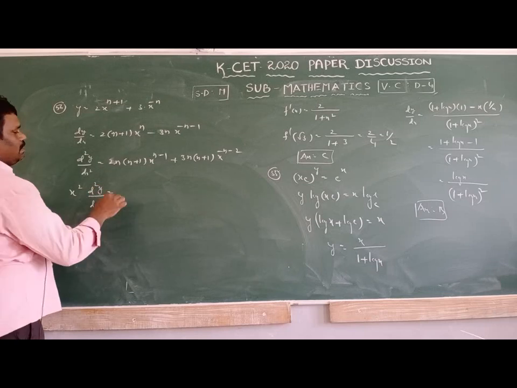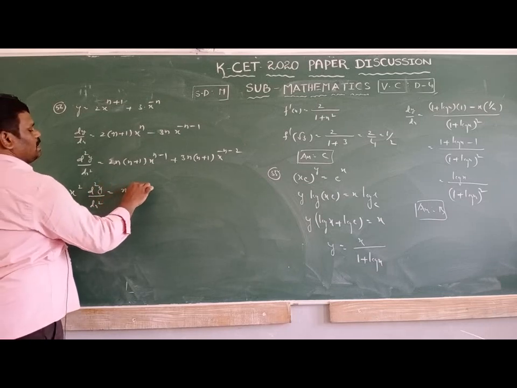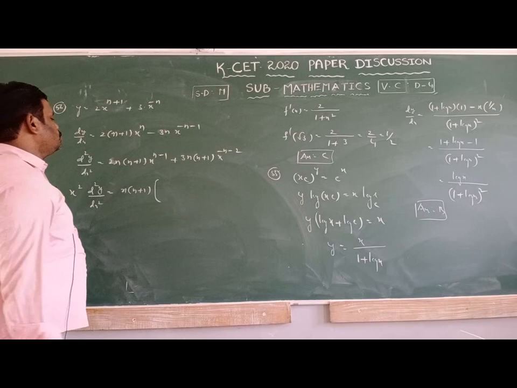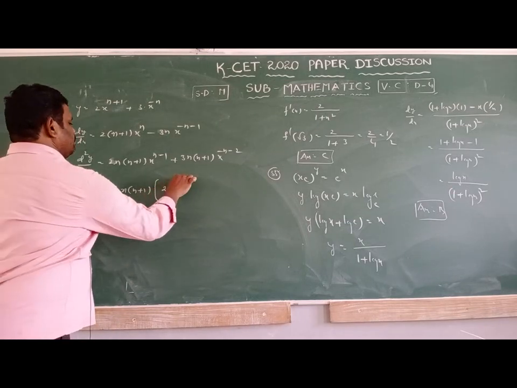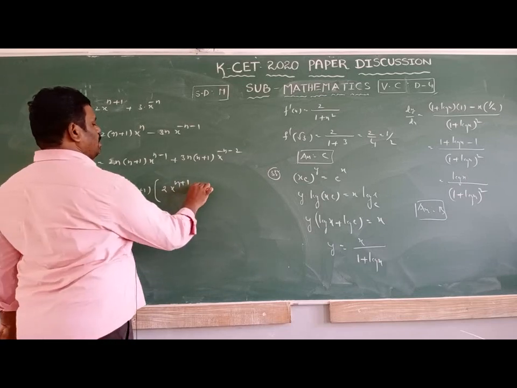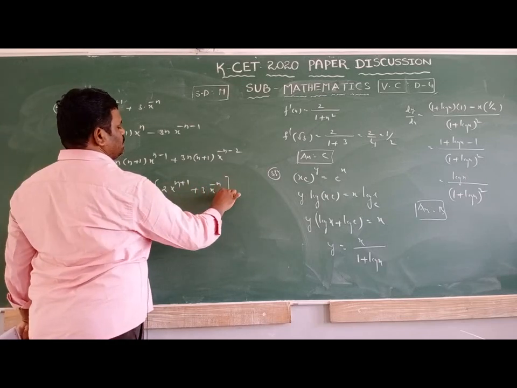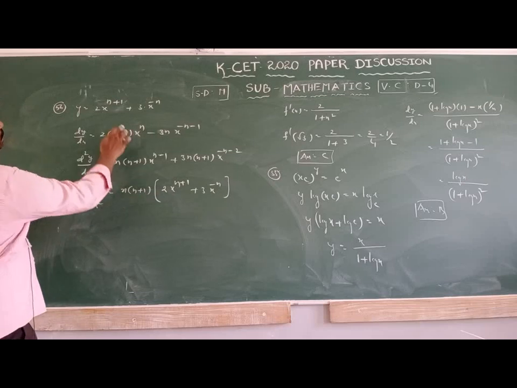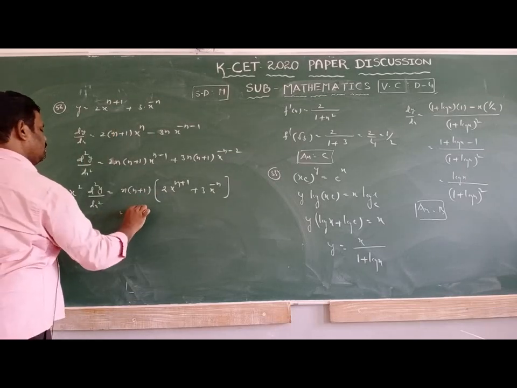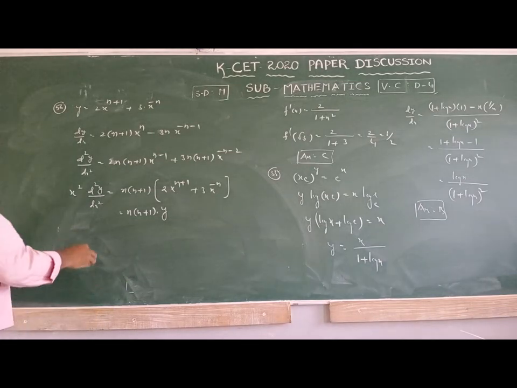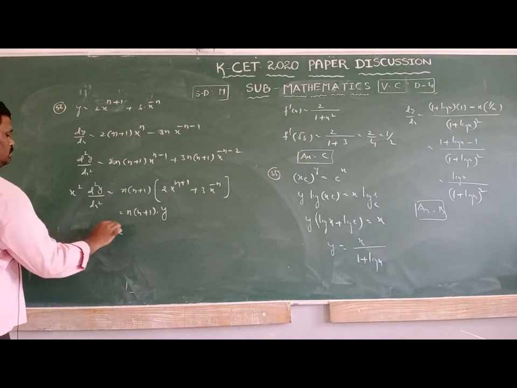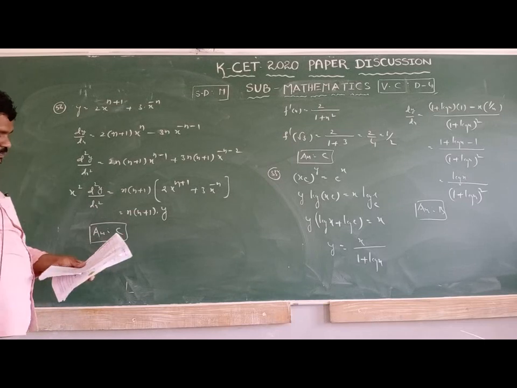x square into d²y/dx² is equal to n(n+1), already common there, times 2x^(n+1) plus 3x^(-n), but this value is equal to the given data y. Then what we have is n(n+1) into y. So which option is correct? C option. Answer C is the correct answer.